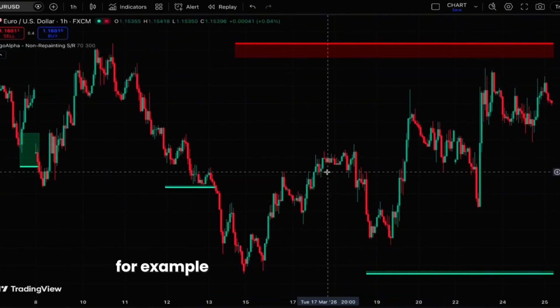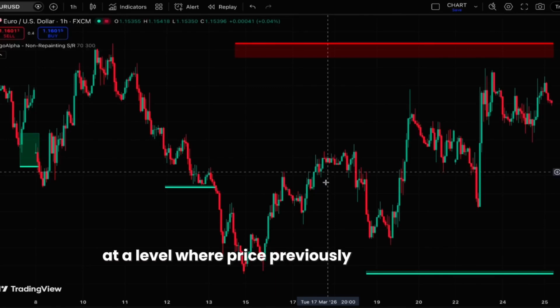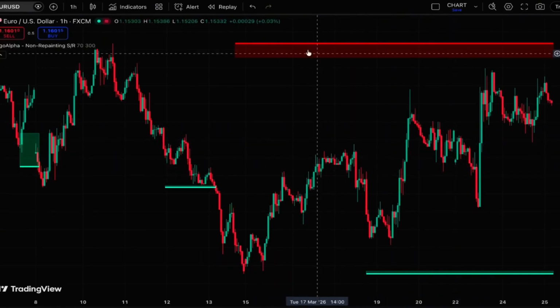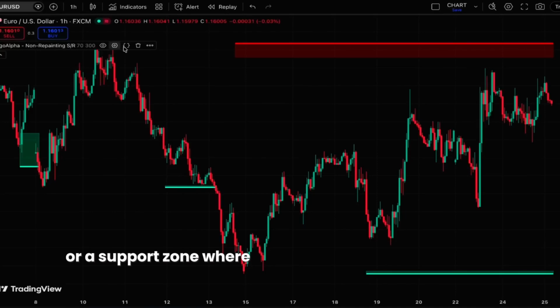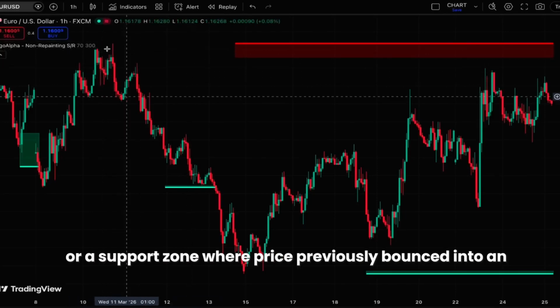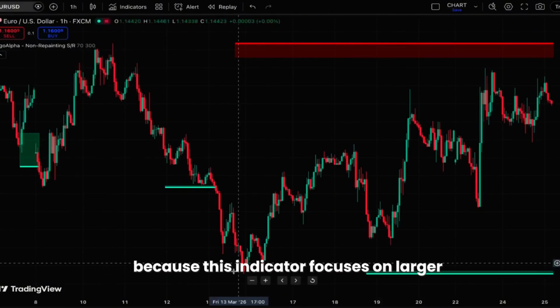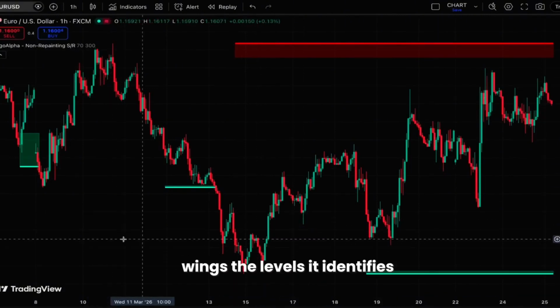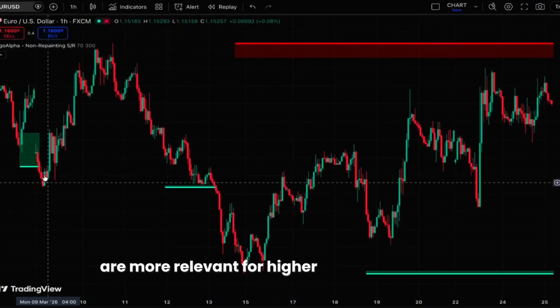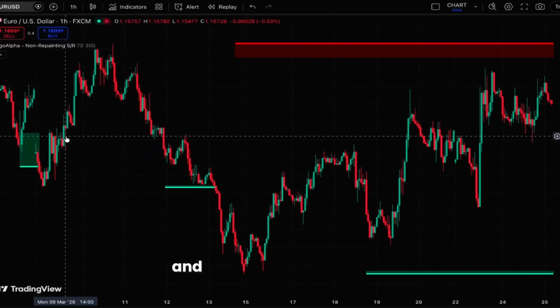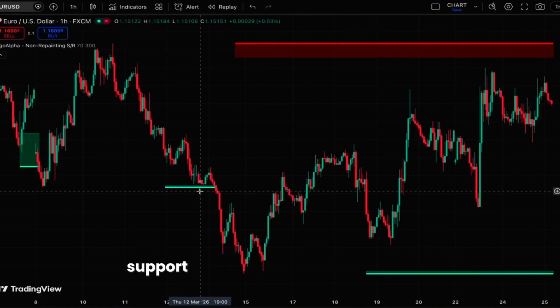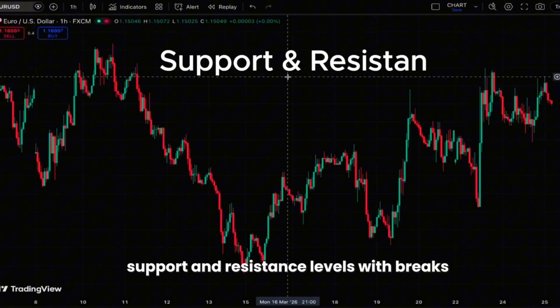For example, it may display a resistance zone at a level where price previously reversed into a downtrend, or a support zone where price previously bounced into an uptrend. Because this indicator focuses on larger swings, the levels it identifies are more relevant for higher time frame analysis and broader market structure. The second support and resistance indicator is called Support and Resistance Levels with Breaks.